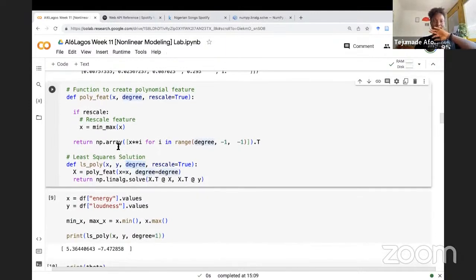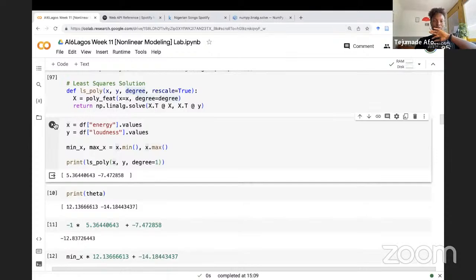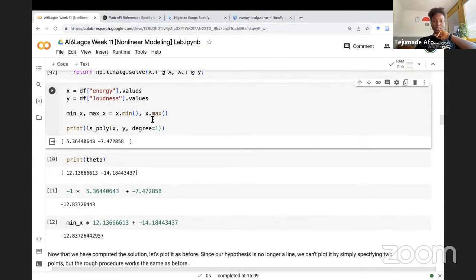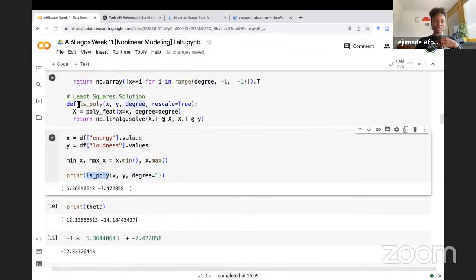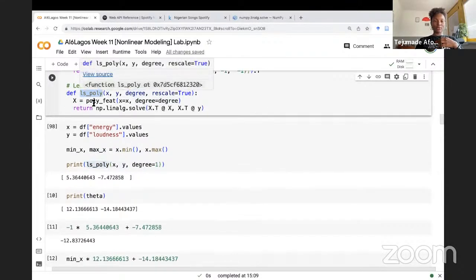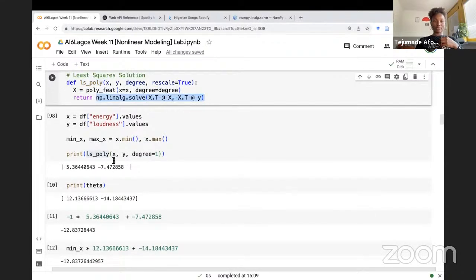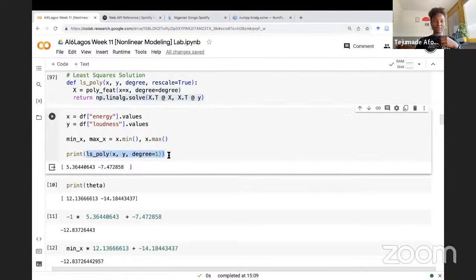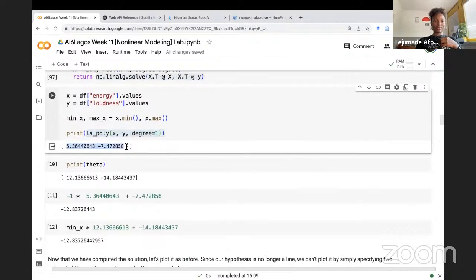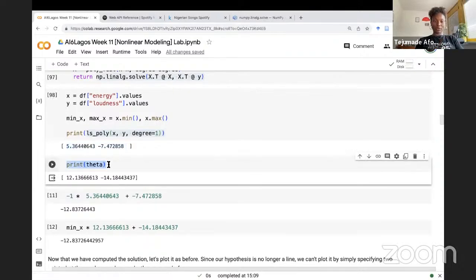So let's run this cell, and then we come here, we can just run this cell. You can ignore this, it's not necessary. But anyway, the most important thing here is that we use the function that we implemented here, and then this would return the theta. So the theta for polynomial degree 1 is this, and it's quite different from what we had before, right?